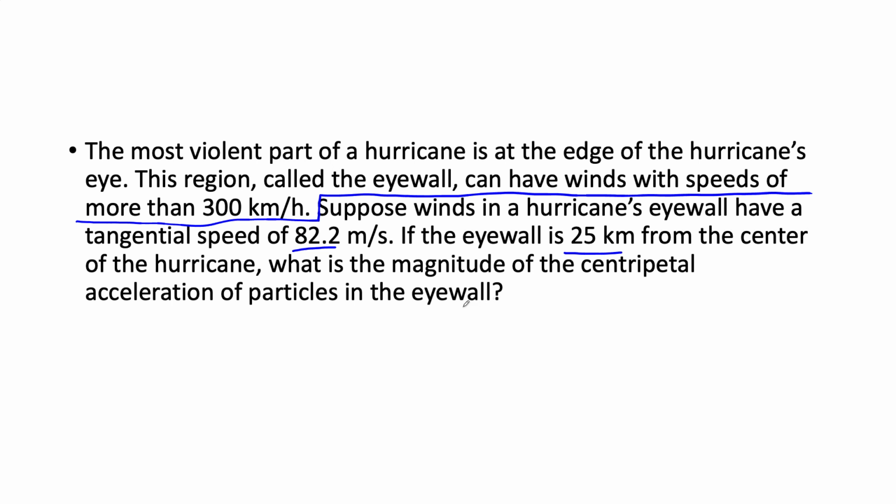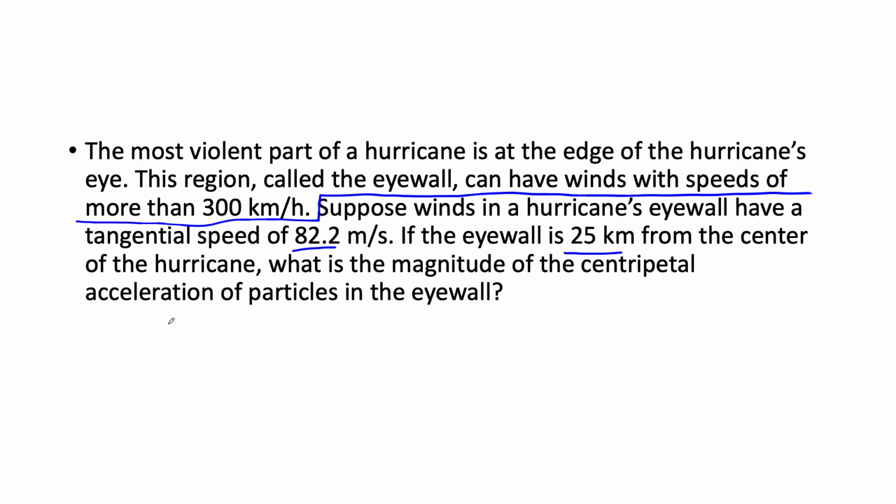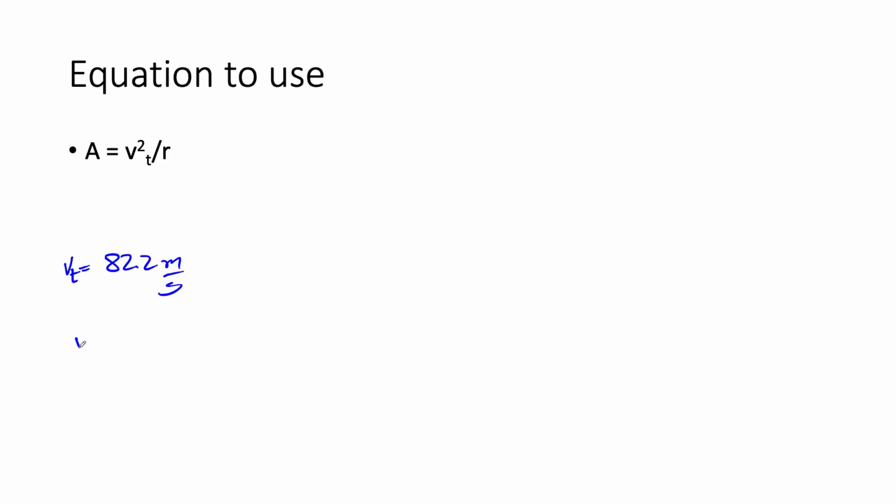So what's the magnitude of the acceleration of the particles in the eye wall? Let me go back: 82.2 meters per second. That's the tangential speed, and we're at 25 kilometers away from the center. All right, so here's the equation we're going to use. The centripetal acceleration is equal to velocity squared over r. And we've got to make sure that all the units are correct, guys.